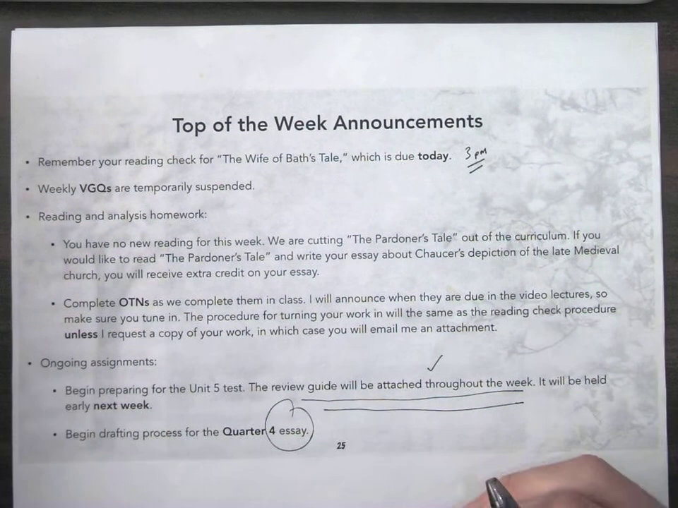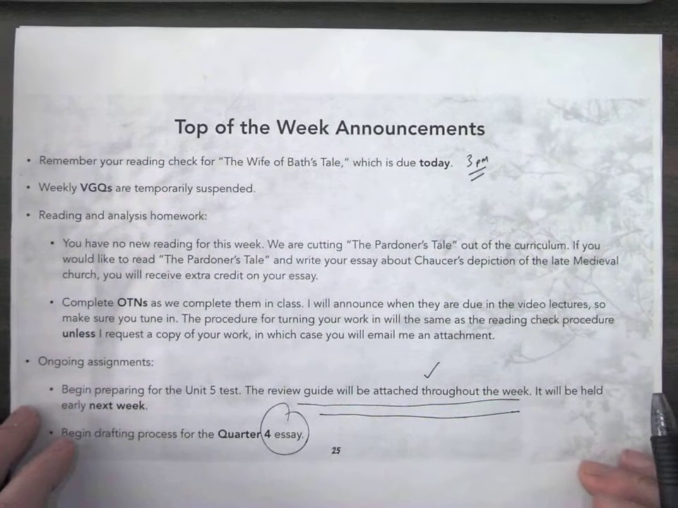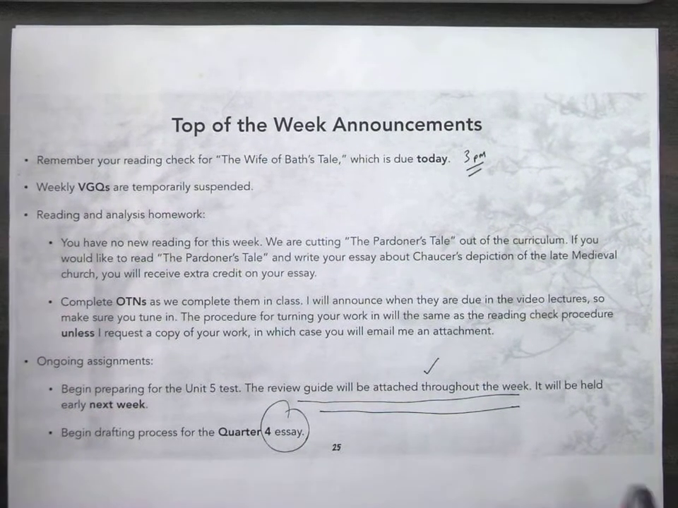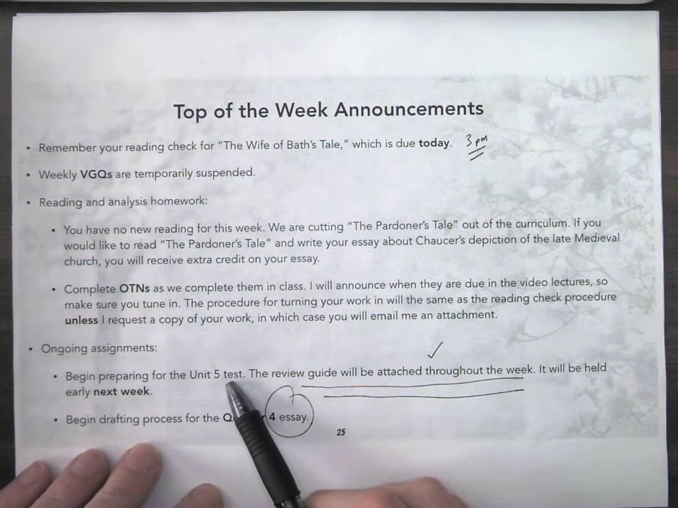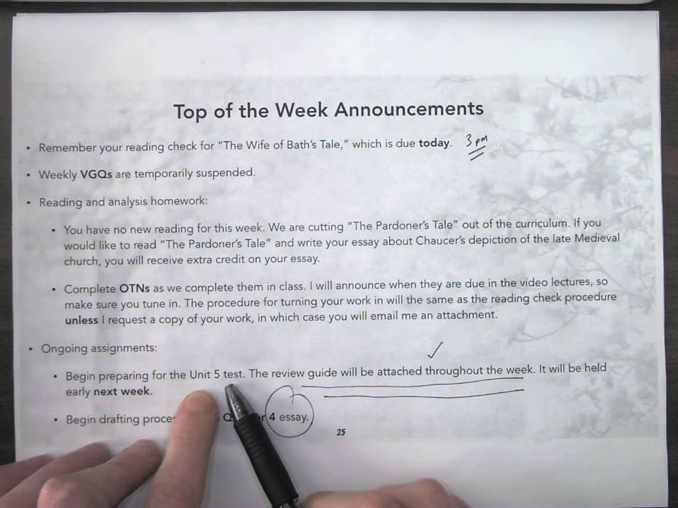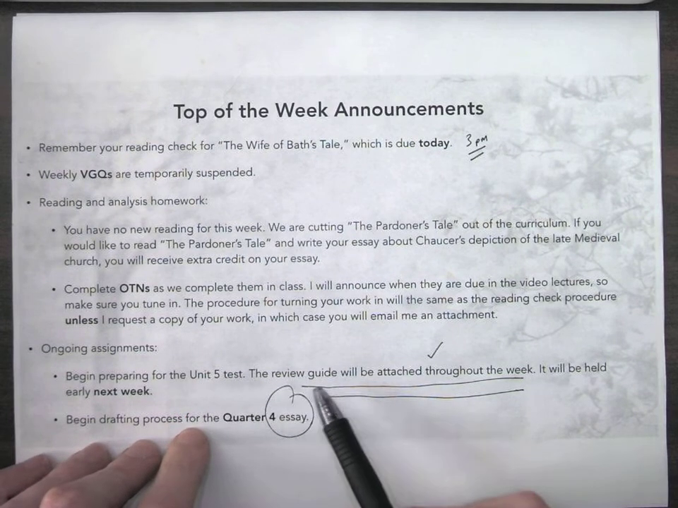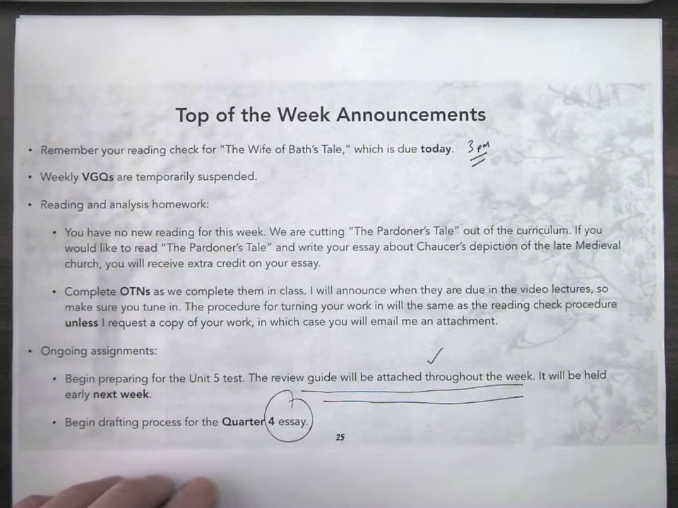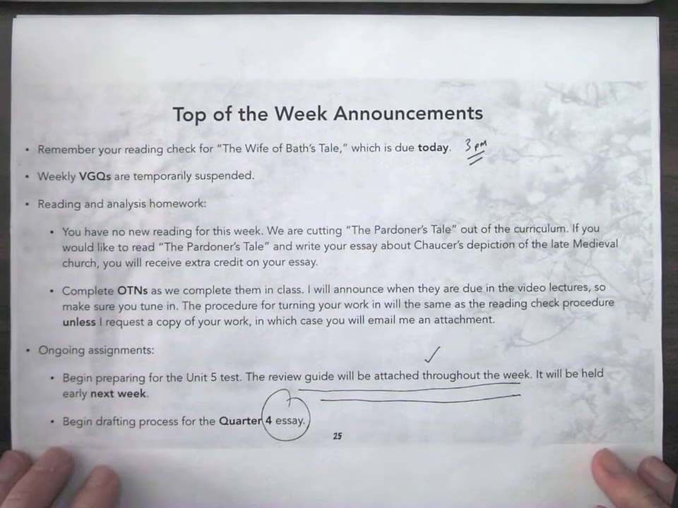Today we're going to be finishing up The Wife of Bath's Tale and OTN 9, which is our last text that we're going to be looking at in Unit 5. So you need to begin the process of preparing for your Unit 5 test, which is going to be early next week. Tomorrow in class we're going to be looking specifically at that review guide and talking through how you can begin preparing for that test and what that test will look like.